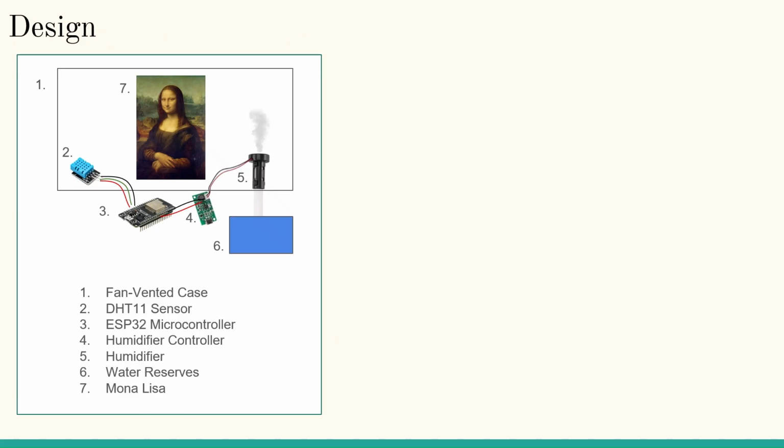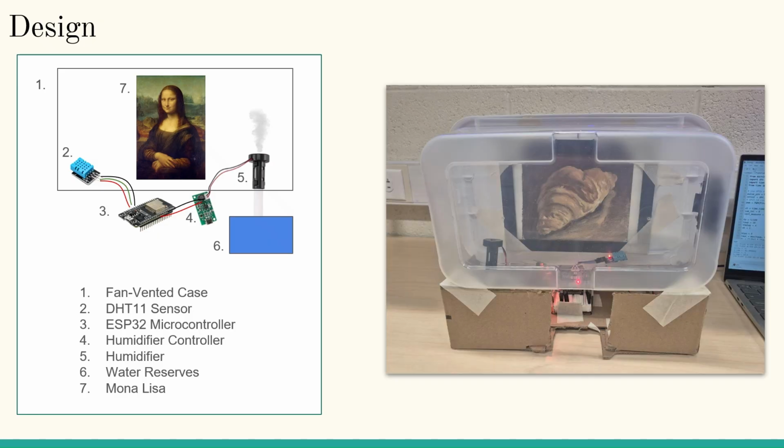This includes a fan-vented case with a piece of artwork on the inside, a humidity sensor which can communicate with an ESP32 microcontroller. The microcontroller can then send a signal to a humidifier through the humidifier controller. The humidifier has access to water reserves, allowing it to introduce water vapor into the case. Then here on the right is our final design, and I'll now show a video of this apparatus functioning.